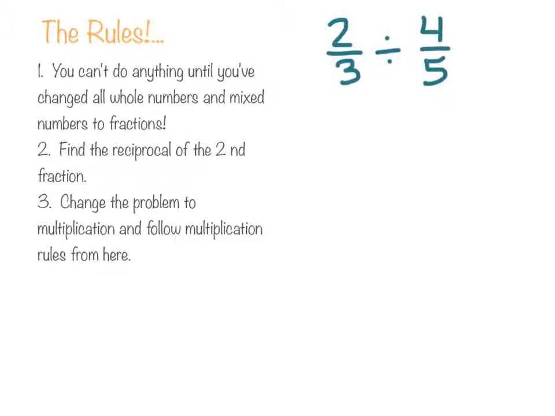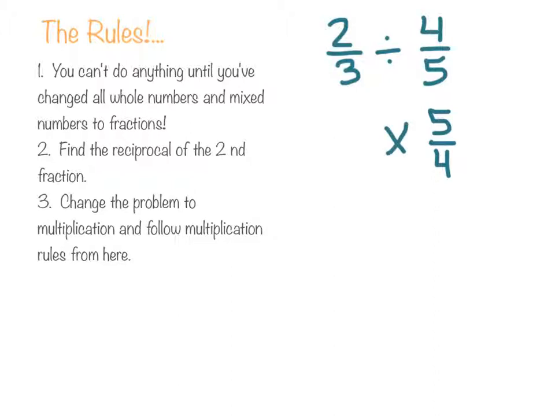Okay, we're now to our last step, which is changing the problem to multiplication and then following the multiplication rules from here. Okay, so first, let's review. We have to make sure that we've changed everything to fraction form. So in the problem that I've given you, everything is in fraction form. The second step is finding the reciprocal of the second fraction, which means 4/5 needs to flip over and become 5/4. And the last step is to change the problem to multiplication.